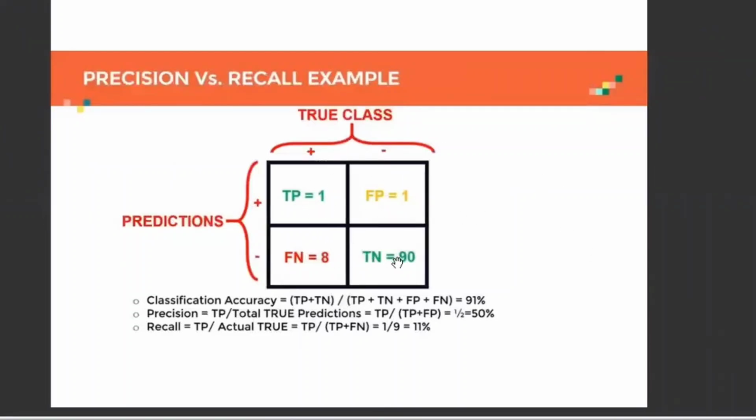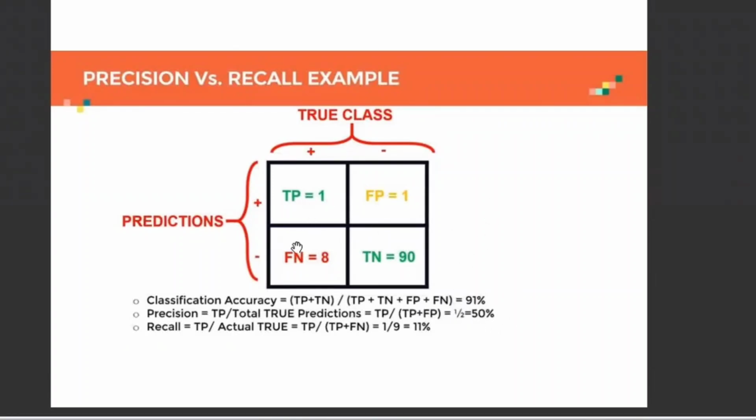I am having 1, 1, 8, and 90. For this data, if you calculate the accuracy, it means 1 plus 90 divided by the total of 100. That is 91%. What is the misclassification rate? The remaining 9 records, that is 1 plus 8, 9 records, divided by 100, which is 9%. Accuracy is 91%. Misclassification is 9%.